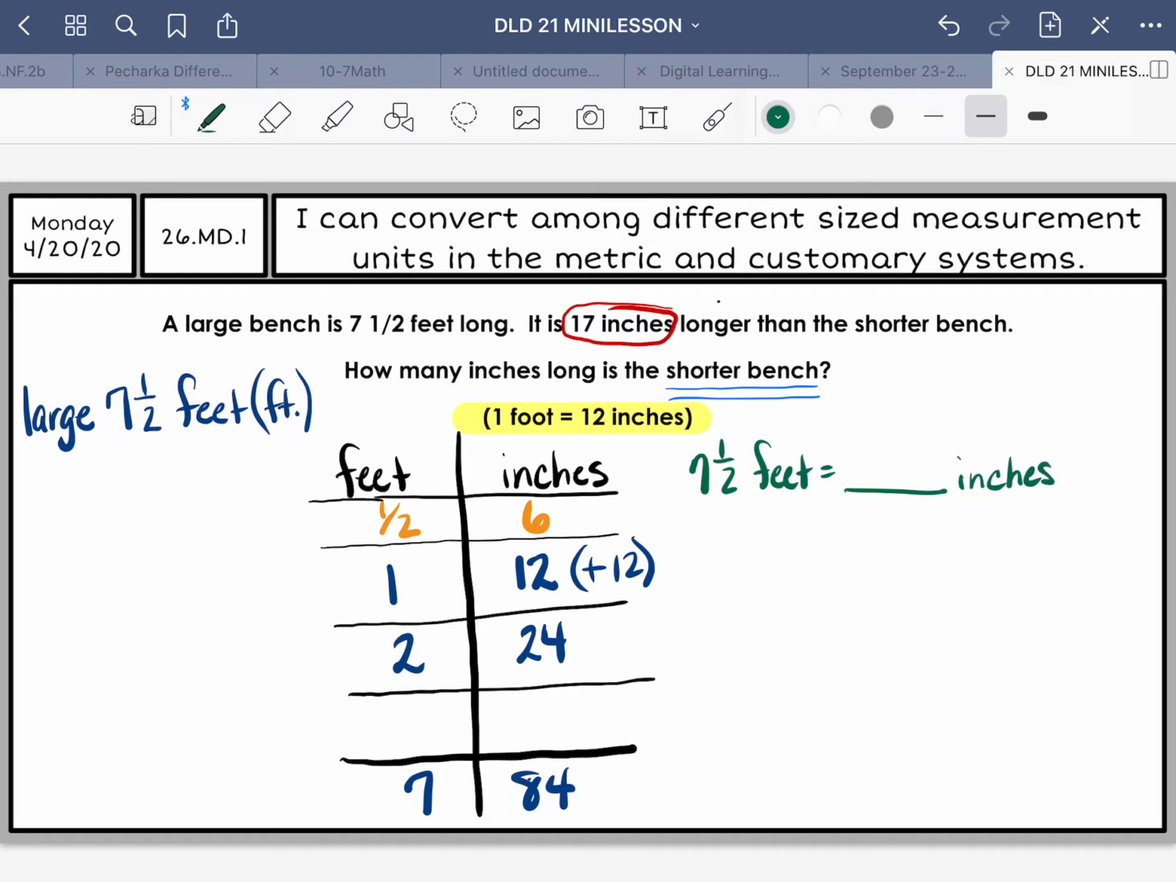Well, I know that 7 feet equals 84 inches. And I know that half of a foot is 6 inches. So if I add these two together, and remember when we add, remember to use our place value. So I'm going to add the ones place first. 6 plus 4 is 10. I'm going to regroup the 10. 8 plus 1 is 9. So I will get a sum of 90 inches.